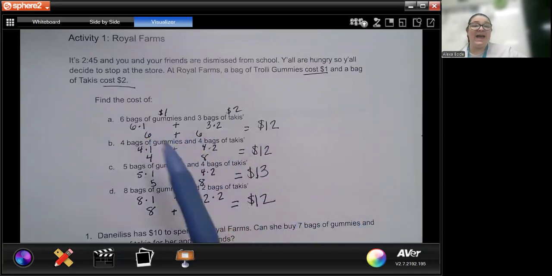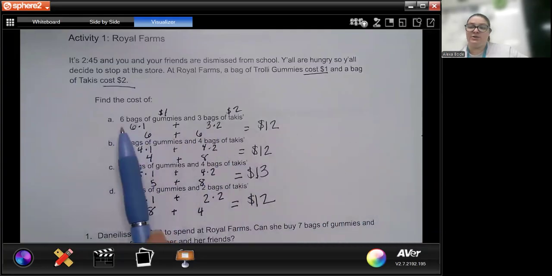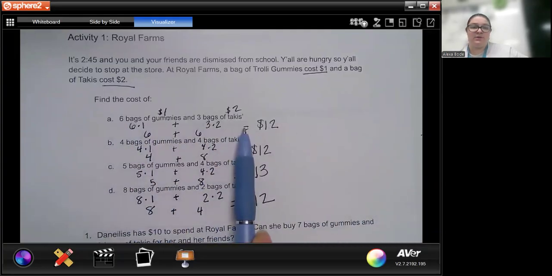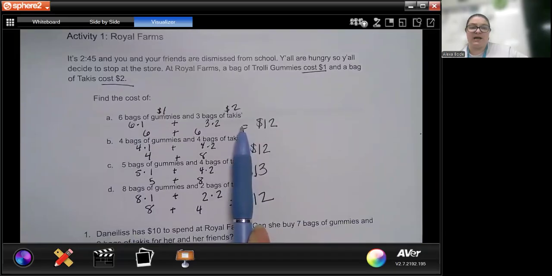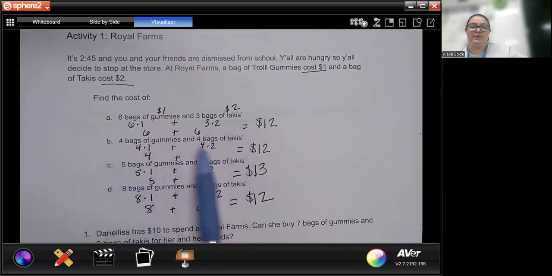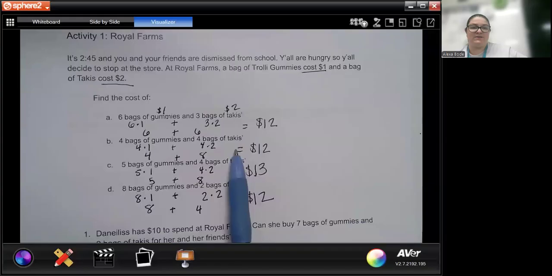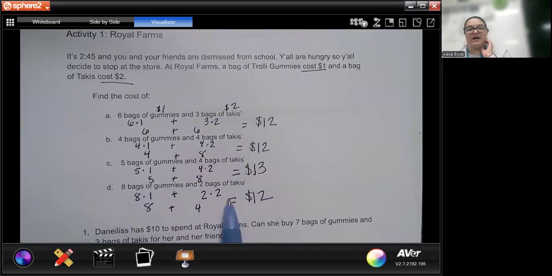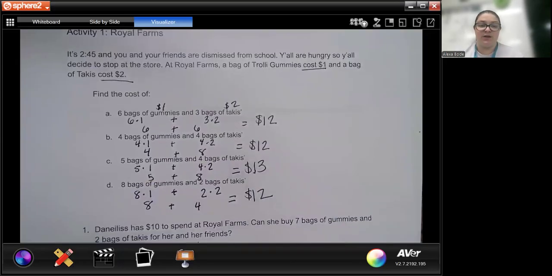Which means if I had exactly $12 to spend at Royal Farms on gummies and Takis, I could do A, I can get 6 bags of gummies and 3 bags of Takis. Or I could do B, 4 bags of gummies and 4 bags of Takis. Or I could do D, 8 bags of gummies and 2 bags of Takis. If I did C, I wouldn't have enough money. There's also additional solutions and additional combinations that I could do that would add up to $12.